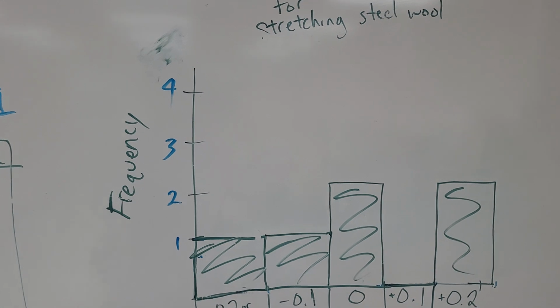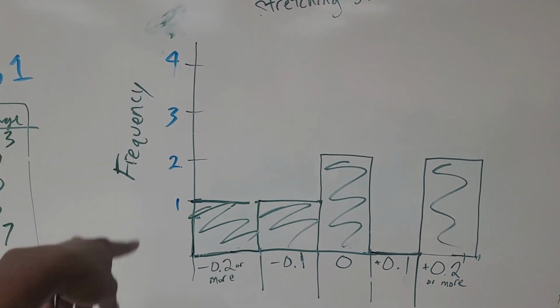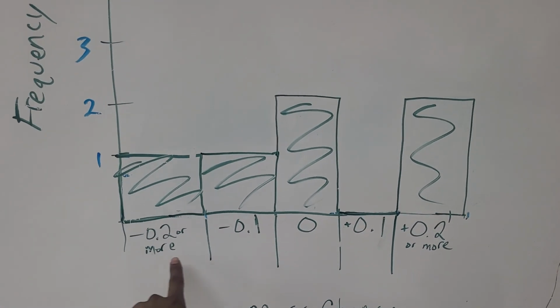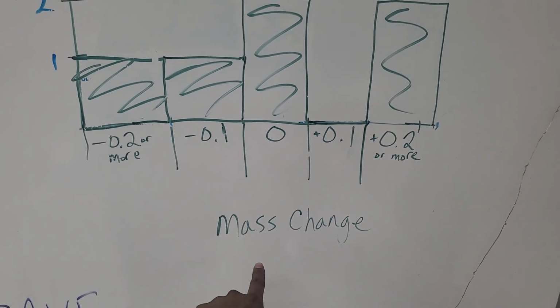You're going to put frequency here. You're going to set up your tick marks here, number them. You could go 1, 2, 3, 4. You could go 2, 4, 6. You're going to set the x-axis up the same, and you're going to label it as mass change.